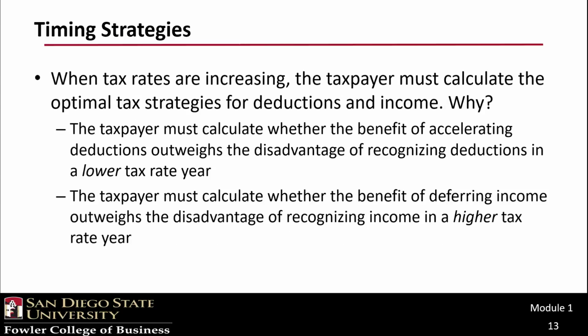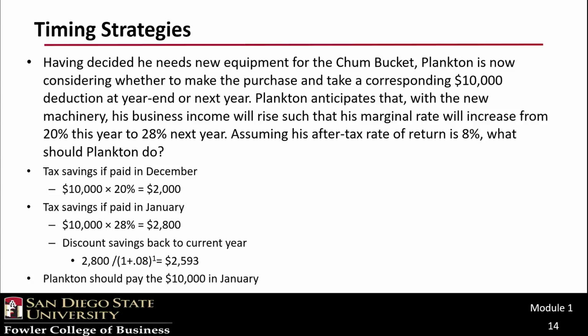If, on the other hand, tax rates are increasing, then the taxpayer needs to calculate the optimal tax strategy for deductions and income. The reason for this is now the taxpayer needs to calculate whether the benefit of accelerating the deduction is going to outweigh the disadvantage of recognizing a deduction in a lower rate tax year. Same with deferring income. Is the benefit of deferring income going to be outweighed by the disadvantage of recognizing income in a future higher rate tax year? So let's take an example.